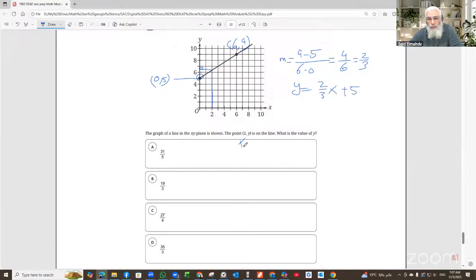Now, x is equal to 2. Let's put x equal to 2. So this is 4 over 3 plus 5 over 1. We can make this denominator 3 by multiplying by 3, so it is 15 over 3. This is 4 over 3 plus 15 over 3, which is 19 over 3. So the solution is 19 over 3. y is equal to 19 over 3.